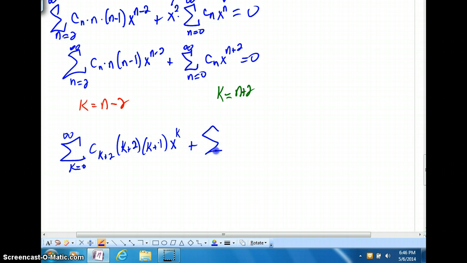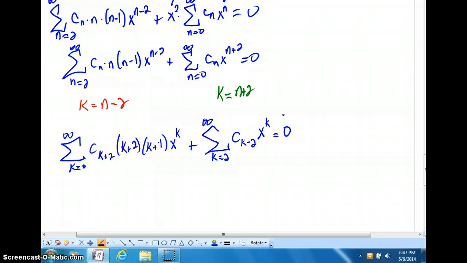This other substitution, if n's equal to 0, we'd get k equals 2. Of course, going up to infinity. N would be k minus 2, so this is c sub k minus 2. And again, we'll have x to the k. You can see immediately this looks so much better, and yet, even though both series have x to the k in them, sadly, our lower bounds are different.